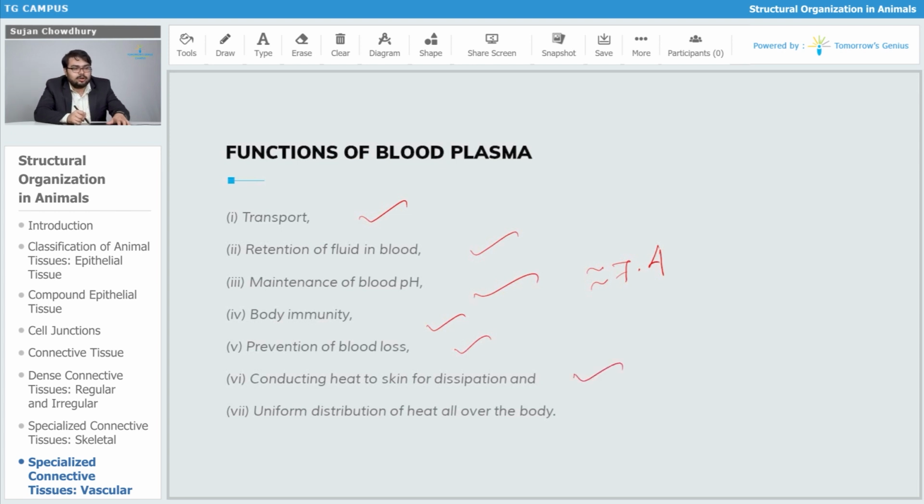Conducting heat to skin for dissipation. Heat conduction and maintenance of an almost constant internal body temperature is highly assisted by the blood plasma. Vasodilation, vasoconstriction, and many other physiological phenomena are aided by the blood plasma. And definitely uniform distribution of heat all over the body is possible because of the blood plasma. That's the fluid part of this mobile connective tissue termed blood.